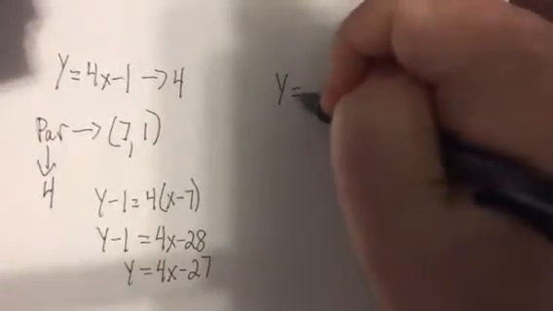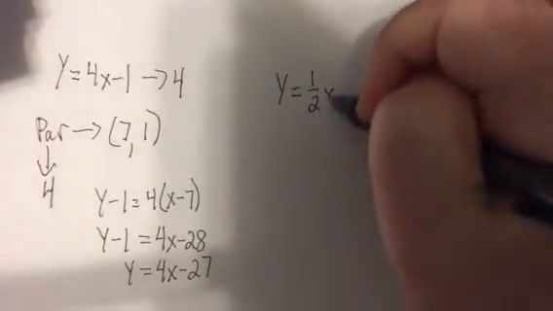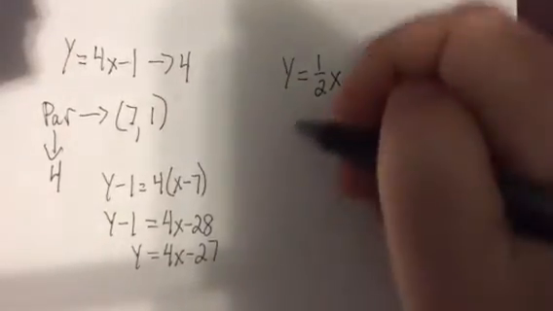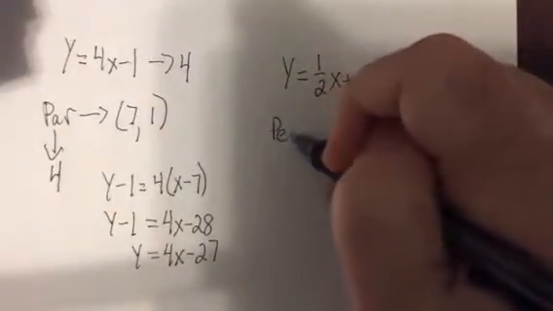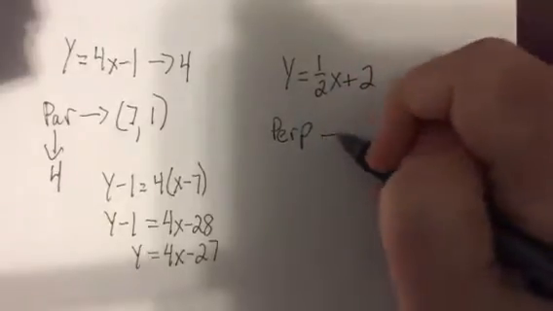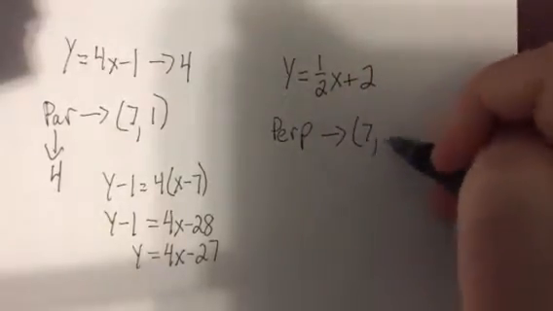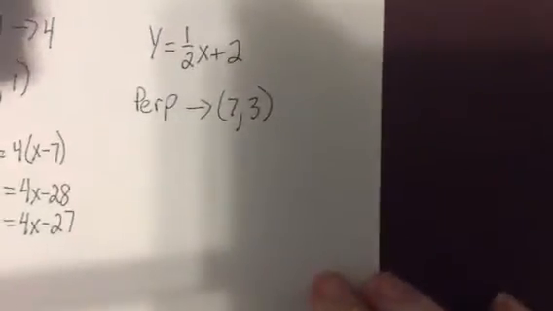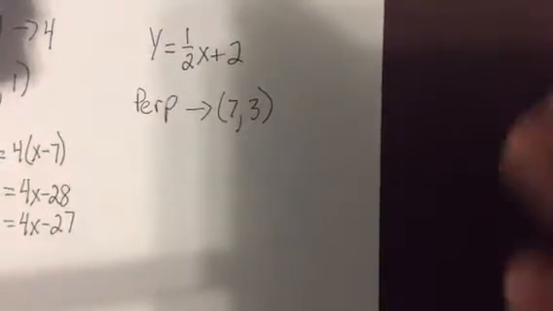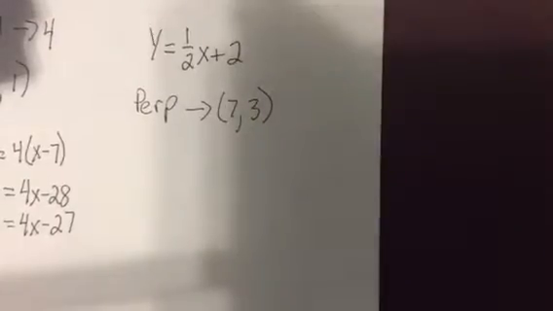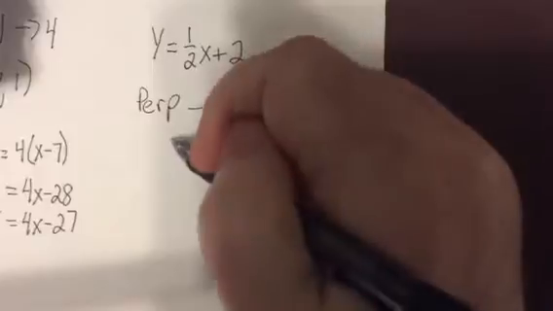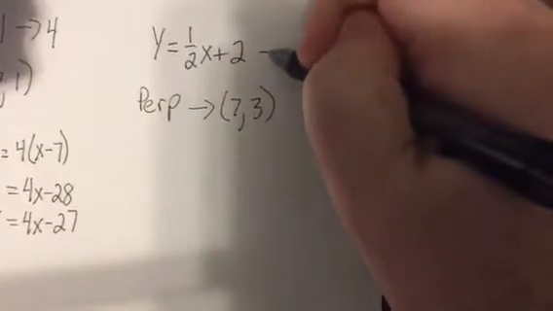Okay, let's do this one then. y equals 1/2 x plus 2. And I want the perpendicular line that goes through the point (7, 3). Okay, we'll bring this over to the lighter side. I don't know where that dark side's coming from. I've got 3 lights above me. Sorry. But anyways, so first I find the slope of the line given.